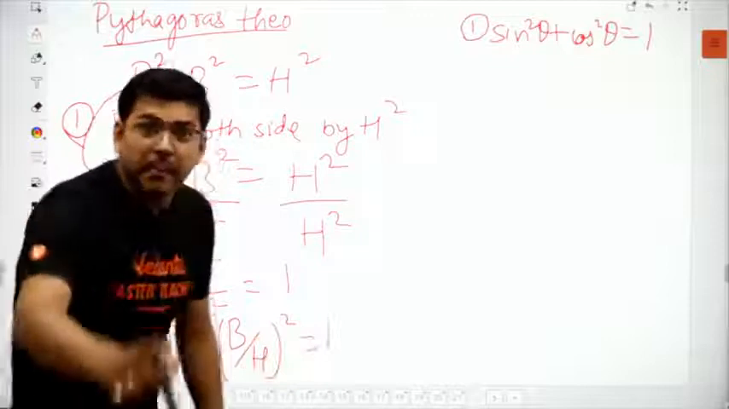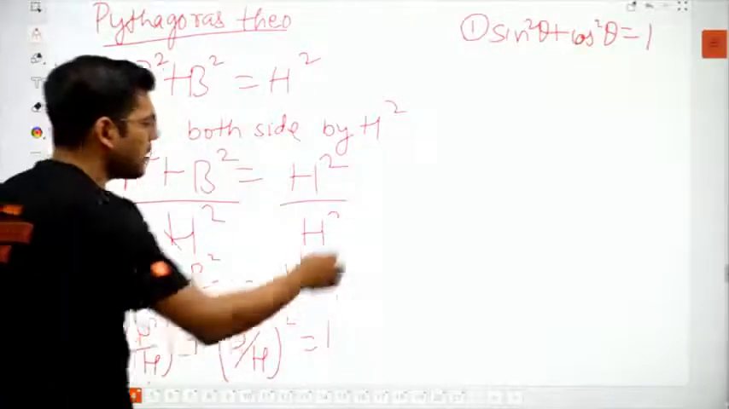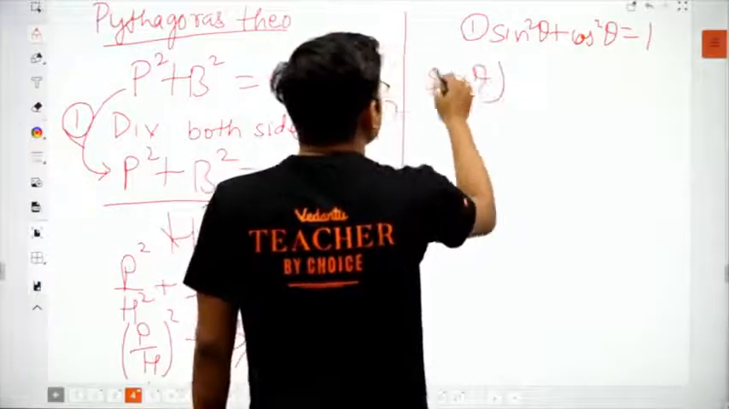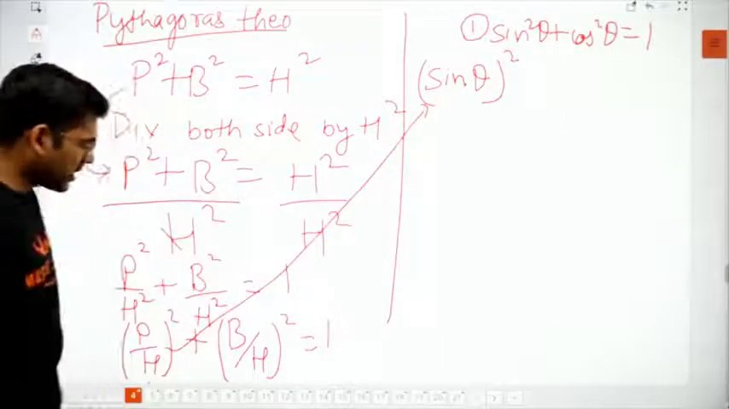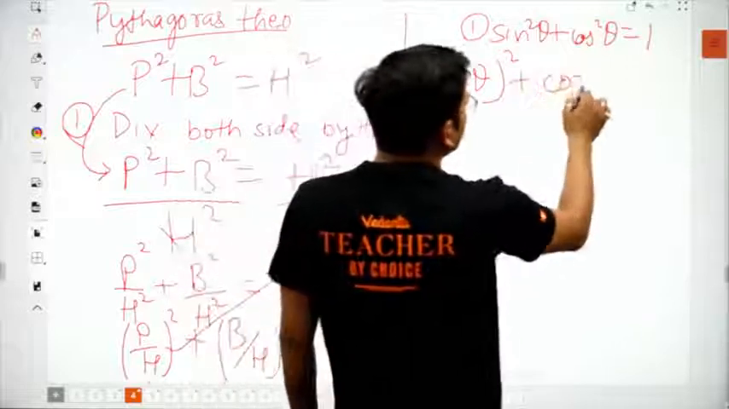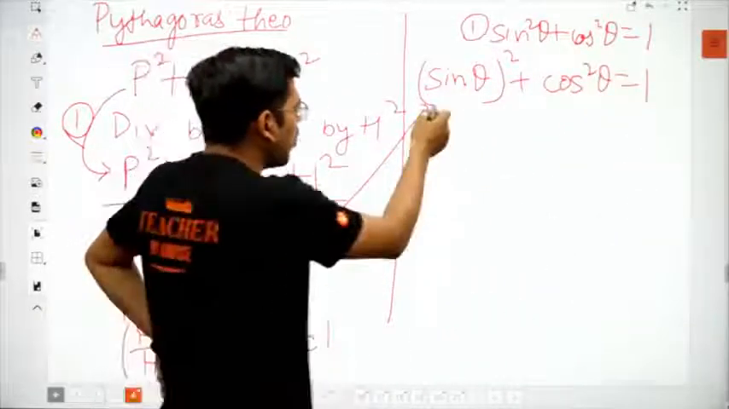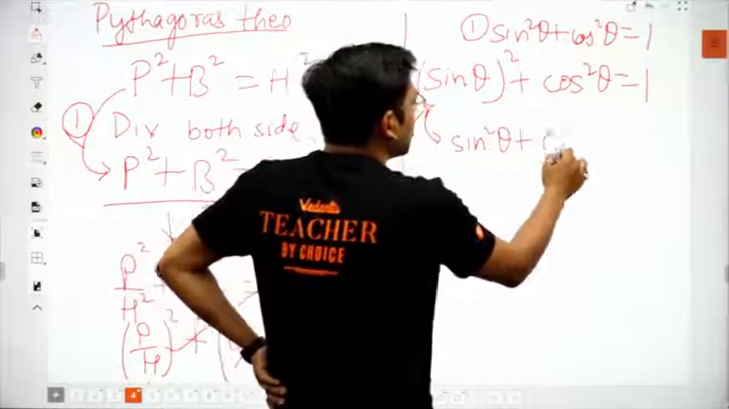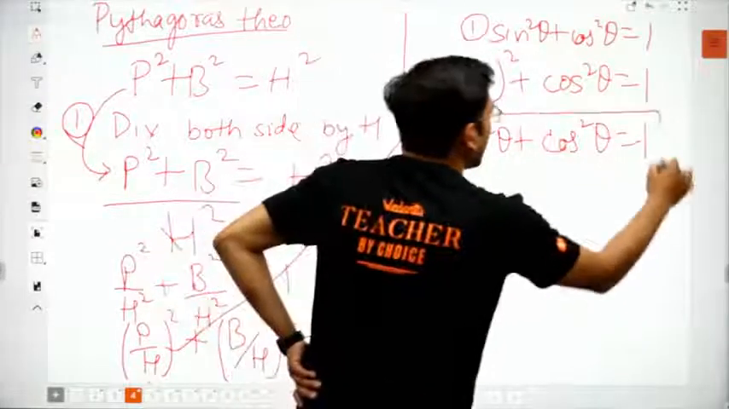Now, do you remember guys, what is the value of P by h? P by h is nothing but sin theta. So this is sin theta ka whole square. And what about B by h? B by h बता दो भाई. This is cos square theta is equal to 1. So, what we got from here is sin square theta plus cos square theta is equal to 1. So, we got our first formula.